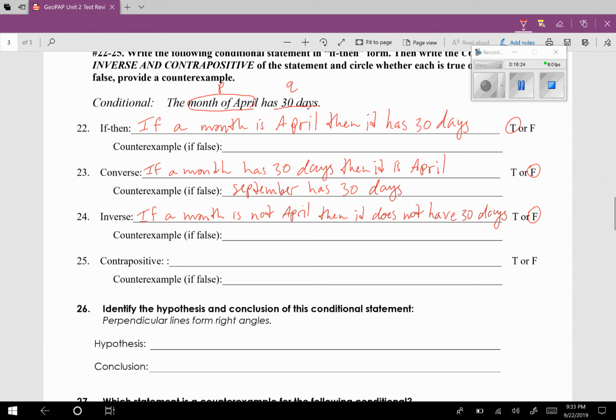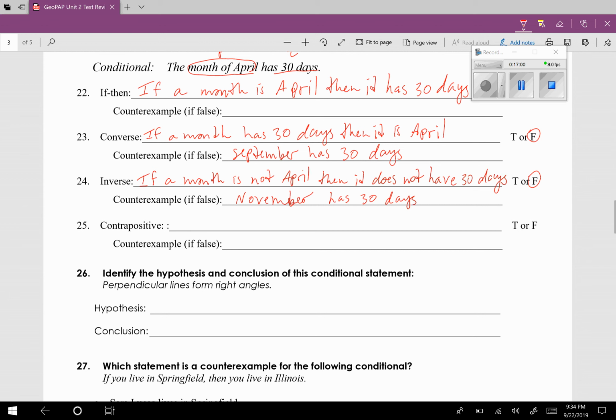So a month other than April doesn't have 30 days. So basically, we're trying to find a month that's not April, but that does have 30 days here. So for example, November, right? November has 30 days. Basically, what they're saying is that April is the only month that has 30 days. And well, that's not true. Other months have 30 days.